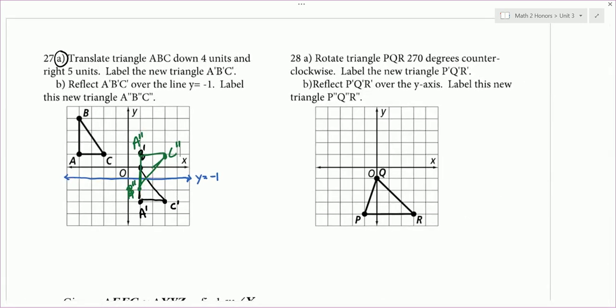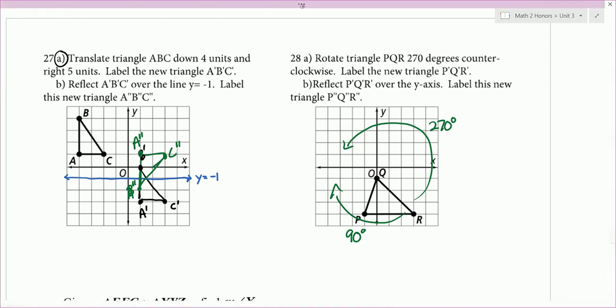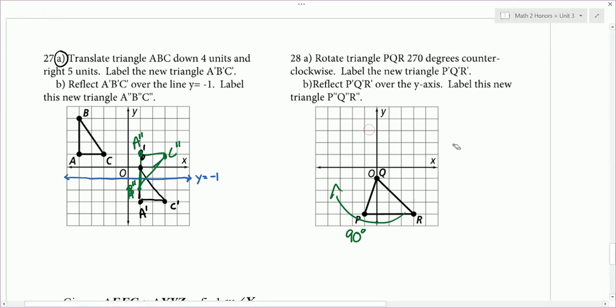28, rotate triangle PQR 270 degrees counterclockwise. Okay, so counterclockwise going this way, 270 degrees. Well, if we go 270 degrees counterclockwise, that's the same thing as going clockwise how many degrees? 90. Why? Because a full circle is 360 degrees, and if you go 360 minus 270, you get 90 left over. So it might be a little easier to visualize rotating clockwise 90 degrees, and we get the same result, so let's focus on that.